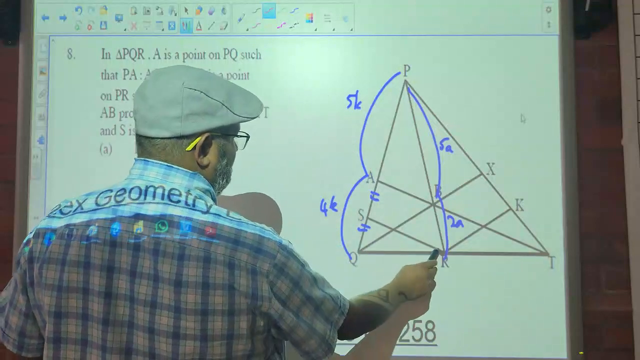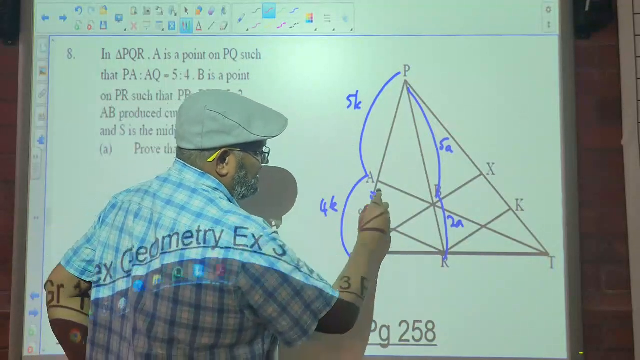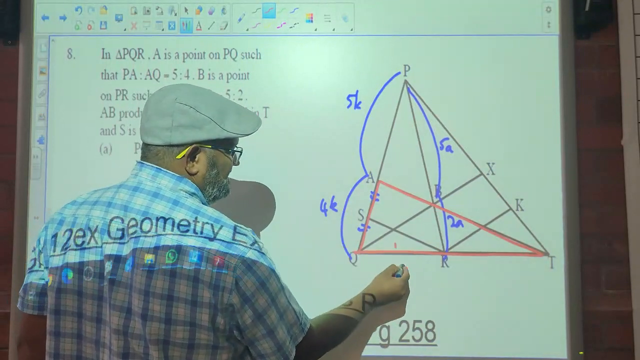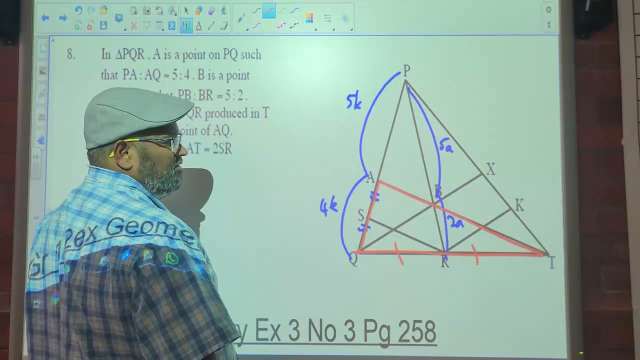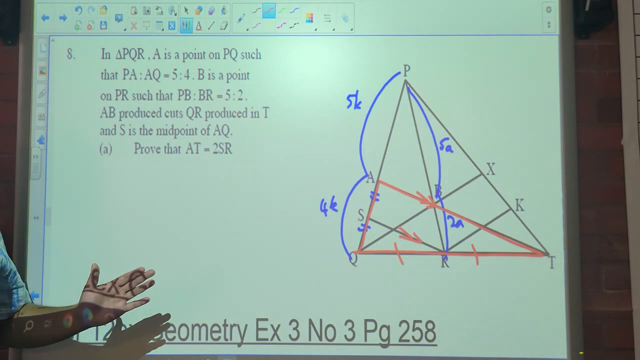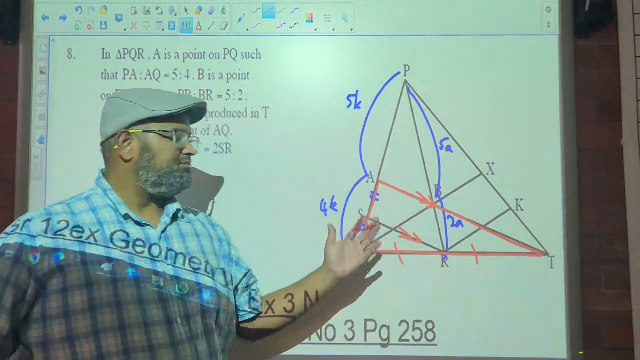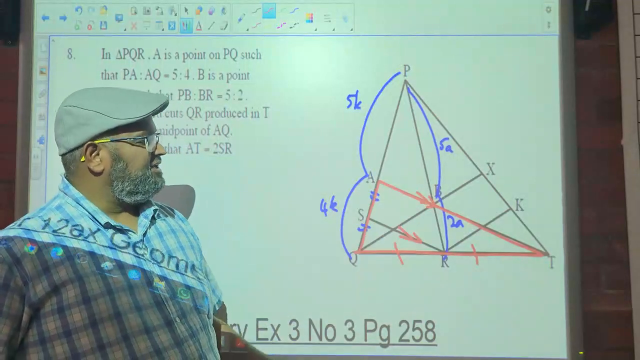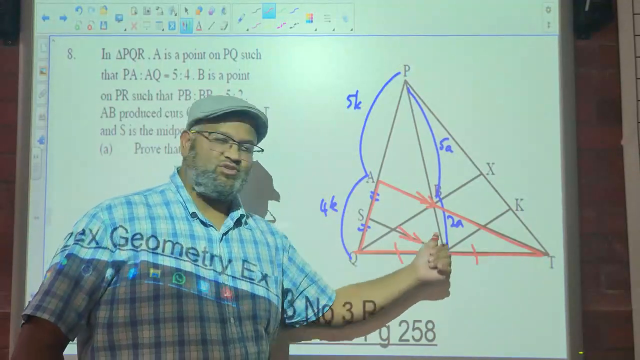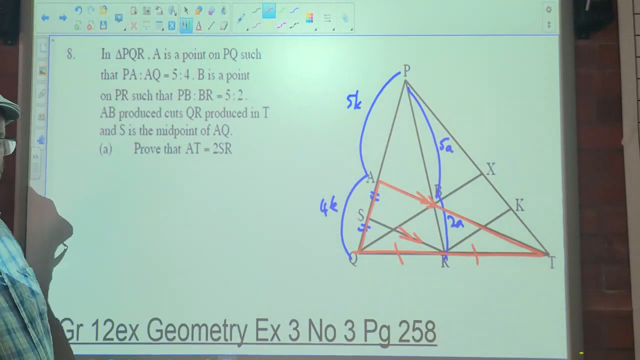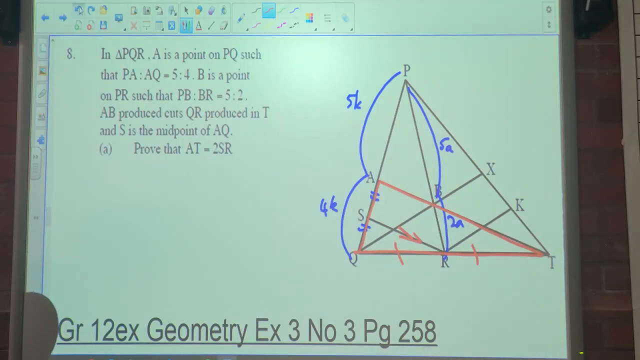So people, in this triangle here, if I can prove that this line is equal to that line, or I can prove that that line is parallel to that line, the job is done. Because if these two lengths are equal, the midpoint theorem will make that true. Or if those lines are parallel, the converse of the midpoint theorem will make that true. Okay, so either or. But it's not going to be so easy.